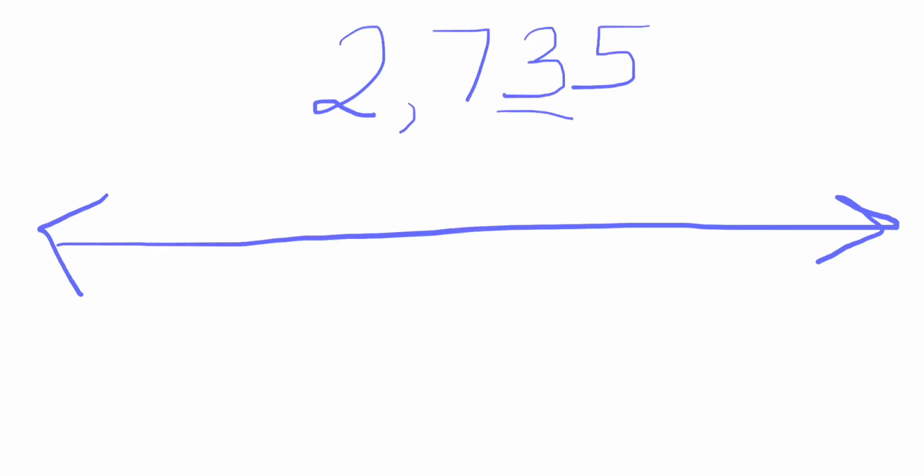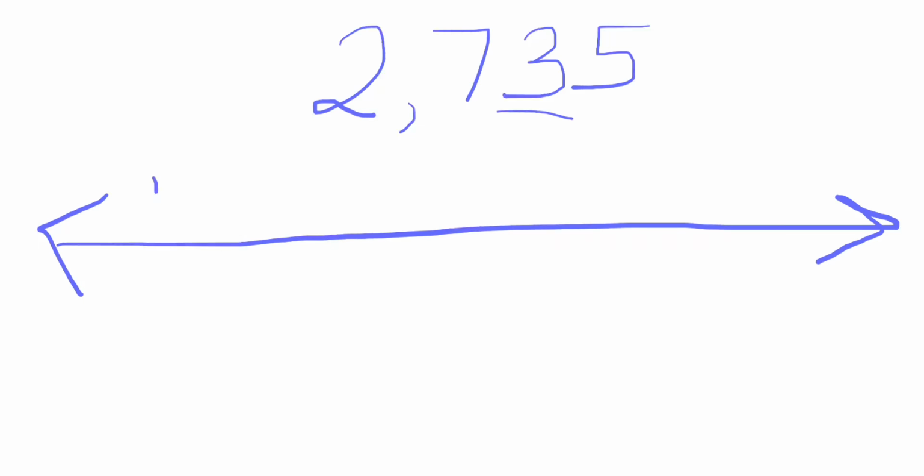So when we round to the nearest 10, we don't have to worry about the 2 and the 7. That's going to stay the same because we're rounding to the nearest 10. So we're going to look at this and we're going to say, okay, 2,735. Is that closer to 2,730 or 2,740? Because we would round up.